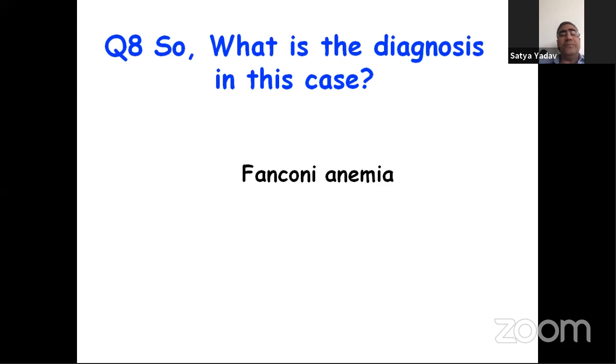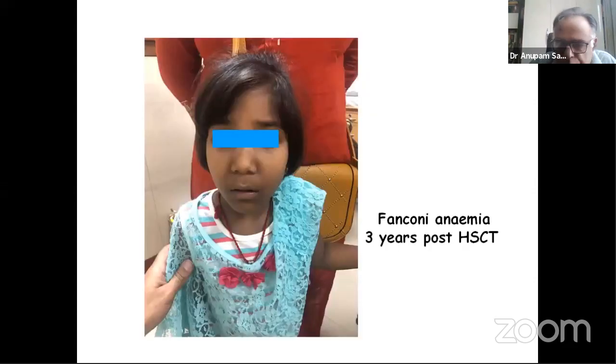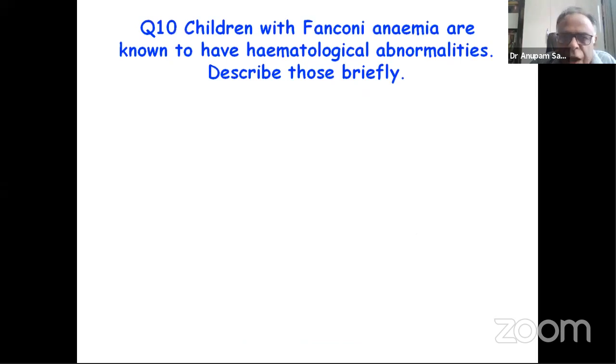Thank you. You have already told us about the options for Fanconi's anemia. Usually anabolic steroids are used and hemopoietic stem cell transplant can be done in these patients. This is a patient of Fanconi's anemia who is now 3 years post HSCT and is absolutely fine. I think was from Ahmedabad. Children with Fanconi's anemia are known to have hematological abnormalities. Describe those briefly. Dr.